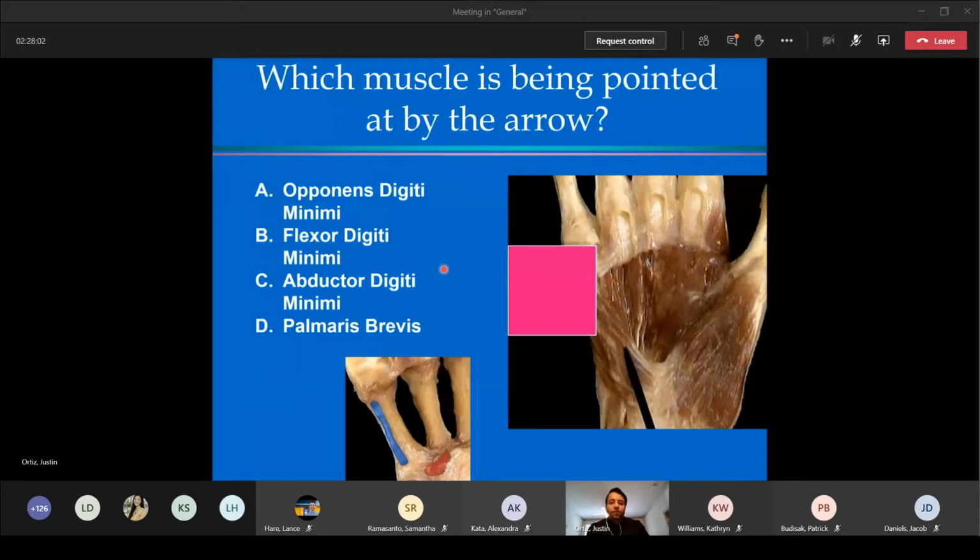So which muscle is being pointed at by the arrow? Is it A, B, C, or D? We're almost done. We probably have less than 10 slides left.